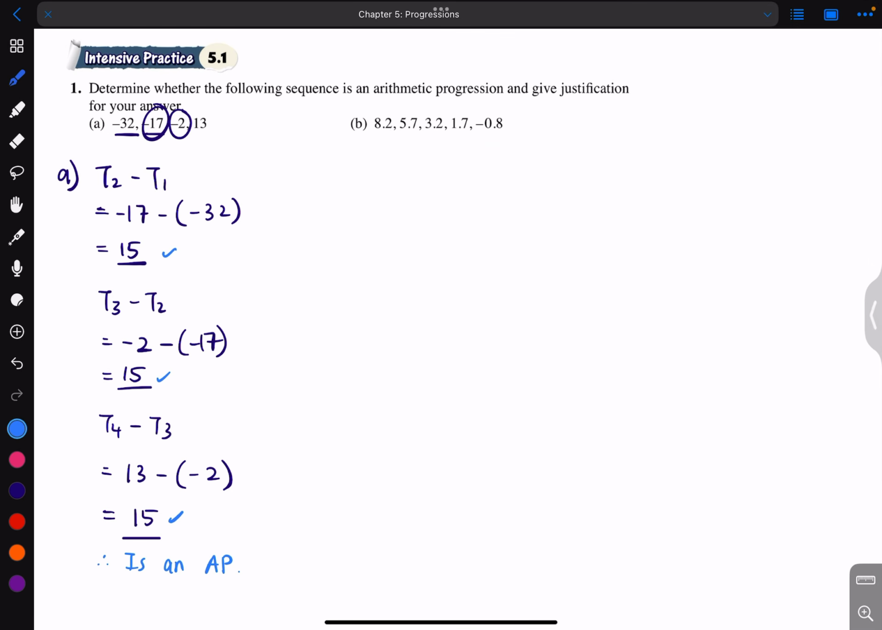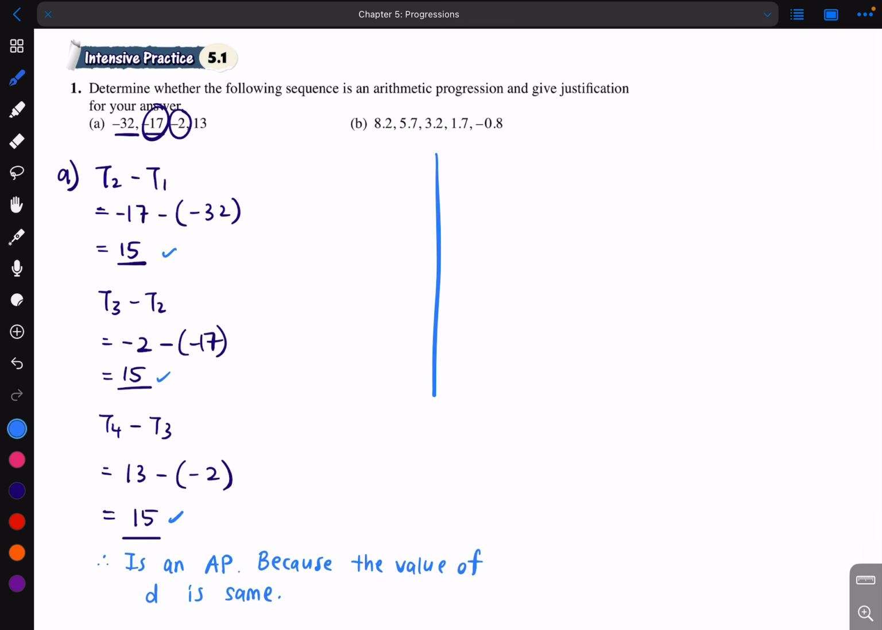Okay, because the value of D is same. Okay. Let me draw a line here. Okay, let's do B.